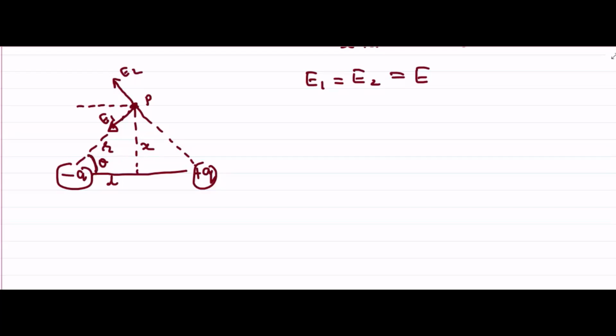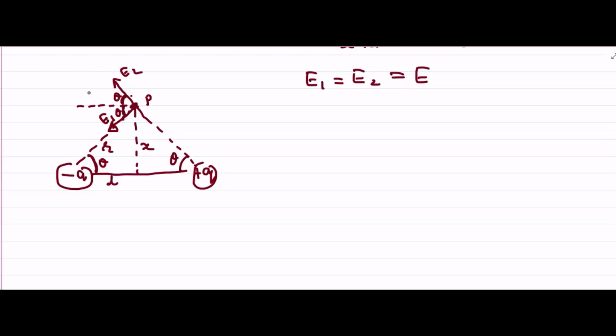If this angle is theta, we can very clearly say this angle will be theta because you can see this is a common line and these two are parallel. So this angle will be theta. If this is theta, this angle also has to be theta because both these vectors have the same magnitude. So if this angle is theta, this angle also has to be equal to theta. And if this is theta, this will also turn out to be theta.